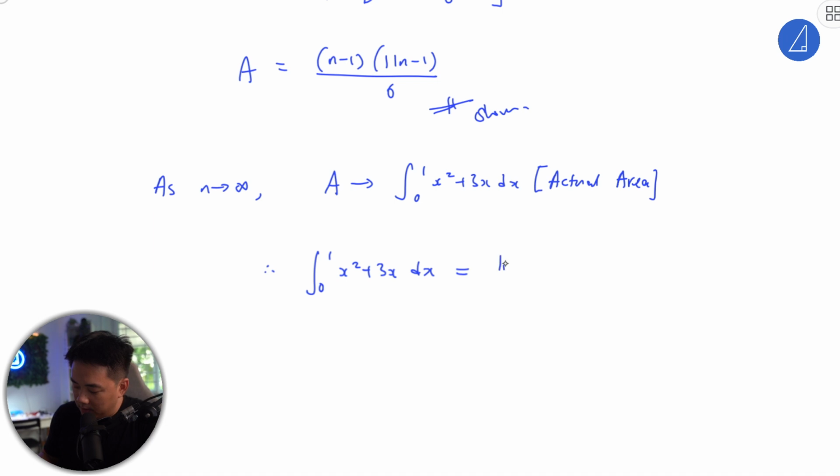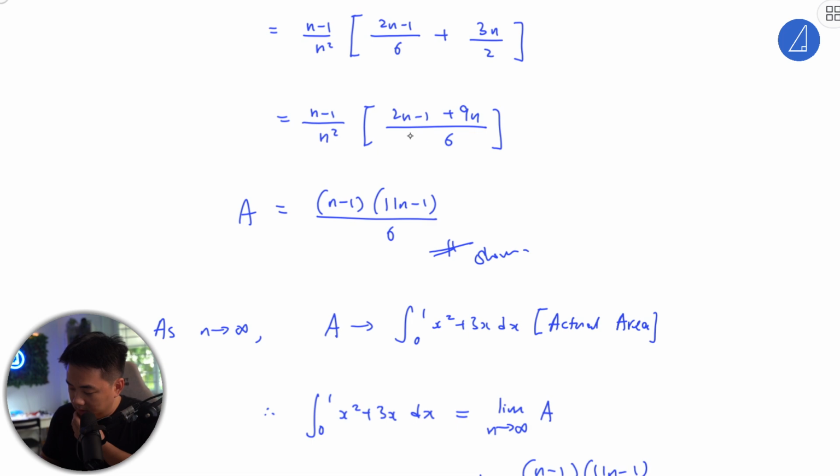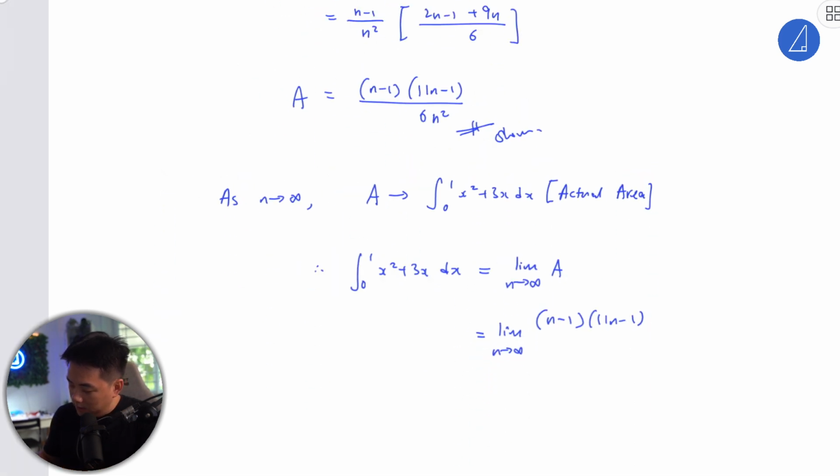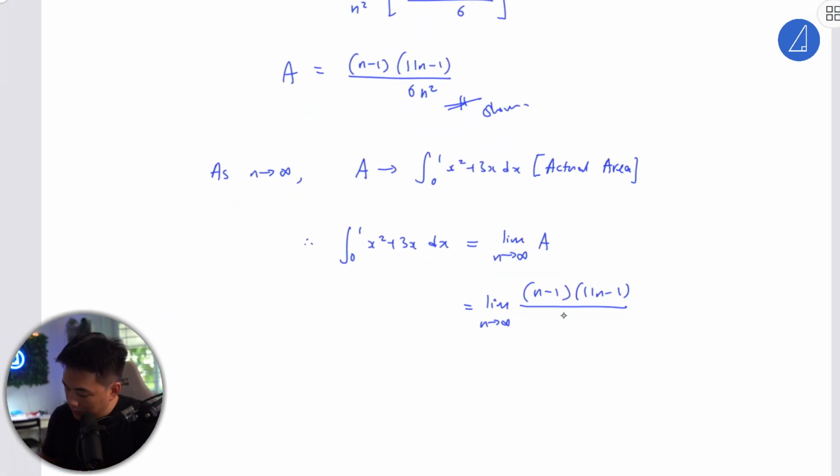You could just write this limit as n tends to infinity. We put this as A. So this limit as n tends to infinity, n minus 1, 11n minus 1. Oh, sorry, there's a mistake here. There's an n squared below. So there will be 1 over 6n squared.